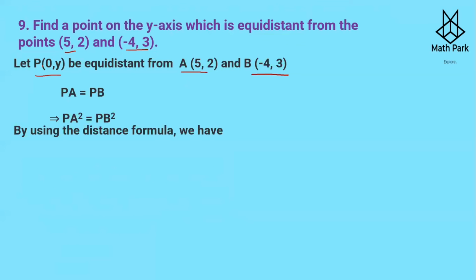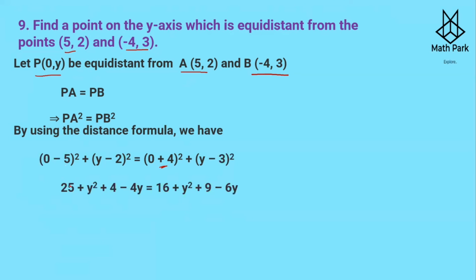So we have 0 minus 5 the whole square plus y minus 2 the whole square. For PB, 0 minus of minus 4 becomes 0 plus 4, the whole square, plus y minus 3 the whole square. Minus 5 square is 25, y square, 2 square is 4, minus 2ab gives minus 4y. 4 square is 16, y square, plus 3 square is 9, minus 2 into 3y is going to be minus 6y. Again, this y square gets cancelled on both sides.